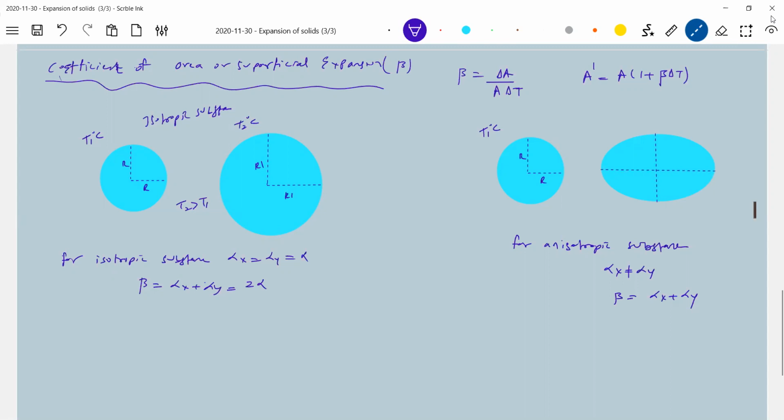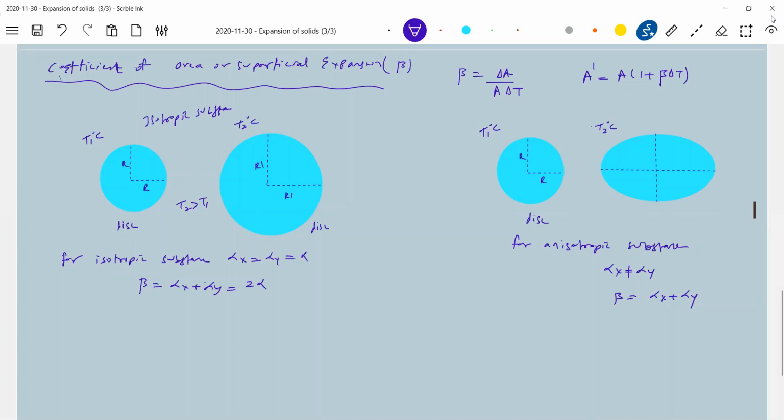Why will it become elliptical? Because alpha X is not equal to alpha Y. How much it expands along the x-axis, that much it may not expand along the y-axis. It will be very difficult to study such a thing, so usually we prefer this one. So it has become a disk.